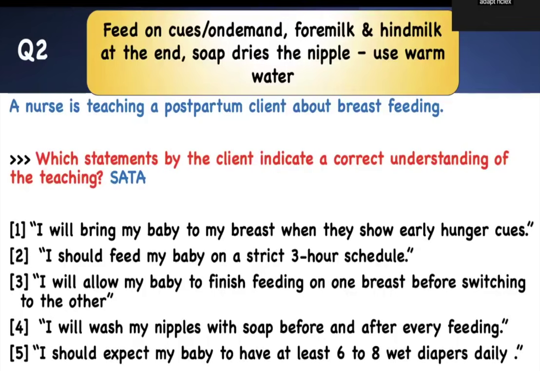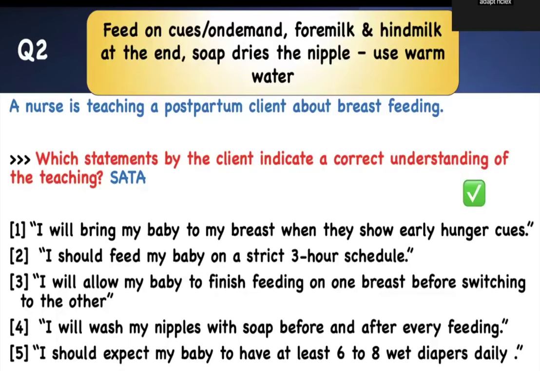I will wash my nipples with soap before and after every feeding. No, soap on the nipple is going to make it dry and you get sickness from it. You get infection from it. What you need to do, warm water. I should expect my baby to have at least 6 to 8 wet diapers daily. That is good. It means hydration after breast milk.